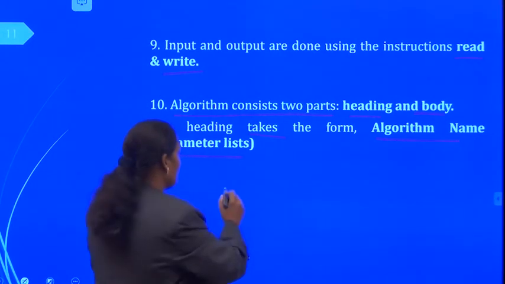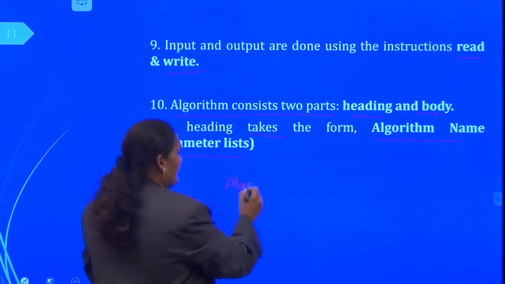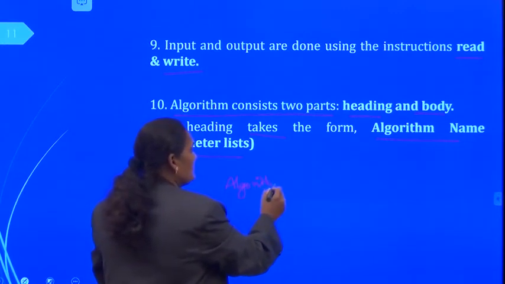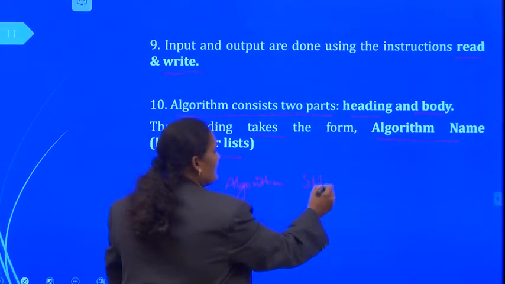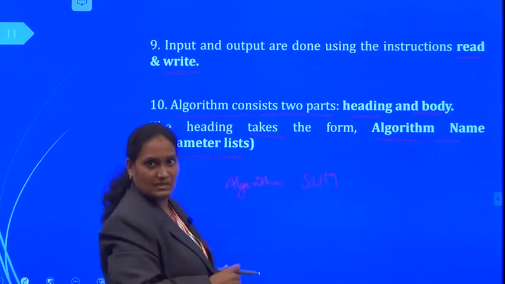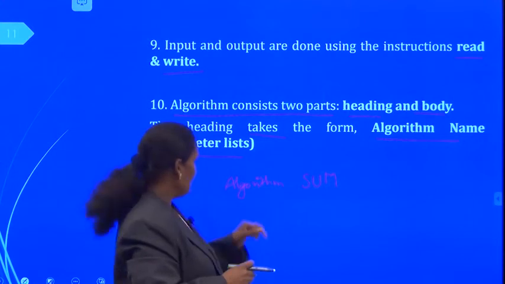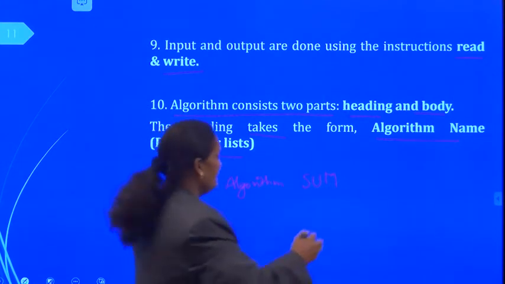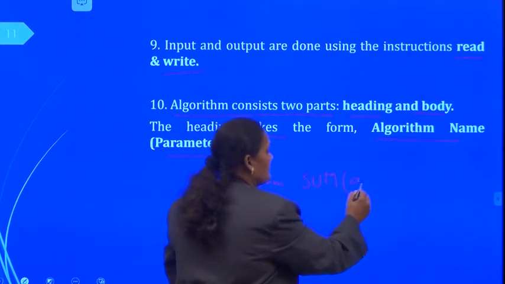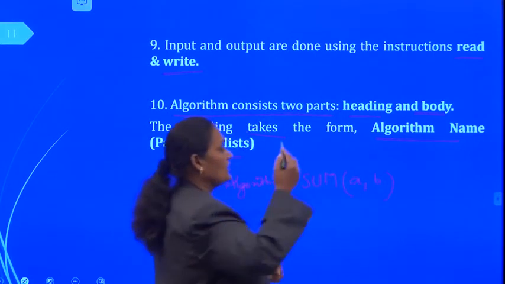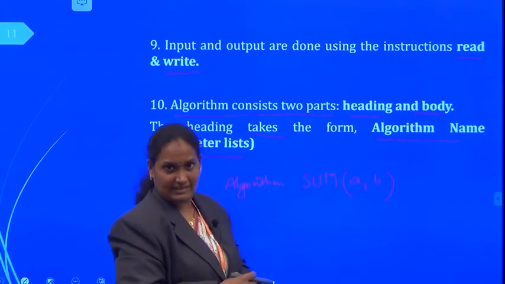For example, if you want to write an algorithm whose name is sum. Suppose the name of my algorithm is sum. How am I going to write the heading? Algorithm sum. Within the parentheses, we are going to write the parameters that we are passing to that particular algorithm.